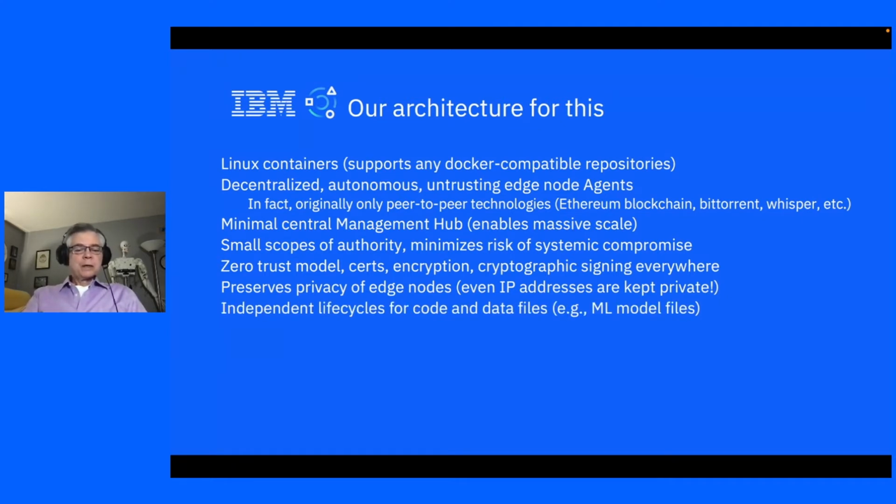And we allow independent life cycles for code and data files like those large ML model files. What we found in our early experimentation is that although the inferencing software itself did not change very often, the ML models changed a lot. We'd retrain them and deploy them again, retrain them and deploy them again. So we felt it was important to have independent life cycles for the code and the data.